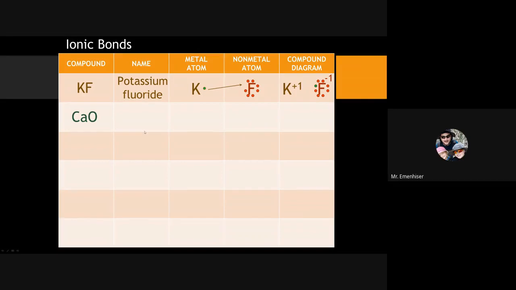That's annoying. Okay. And then calcium oxide, CaO. Calcium's got 2 valence electrons because it's in group 2. Oxygen has 6 valence electrons because he's in group 6. And so the 2 calcium electrons will be taken by the oxygen. Calcium will become a +2 because he loses 2 electrons. And then oxygen will be a -2.